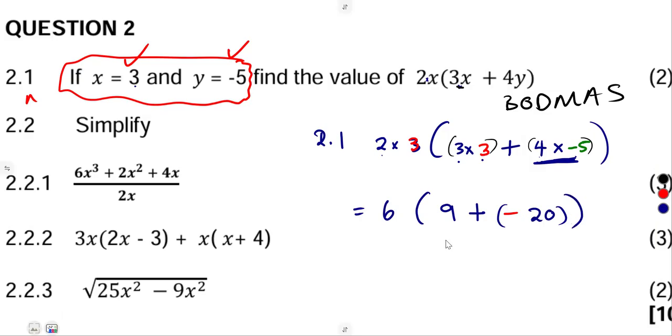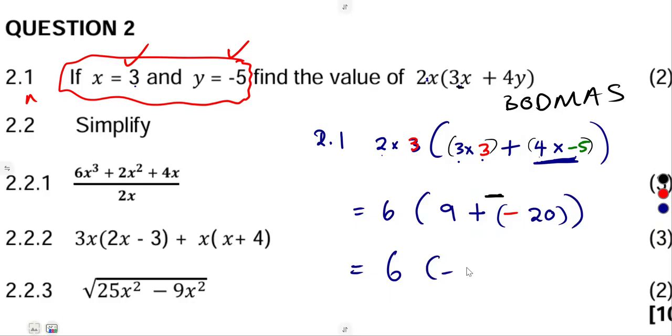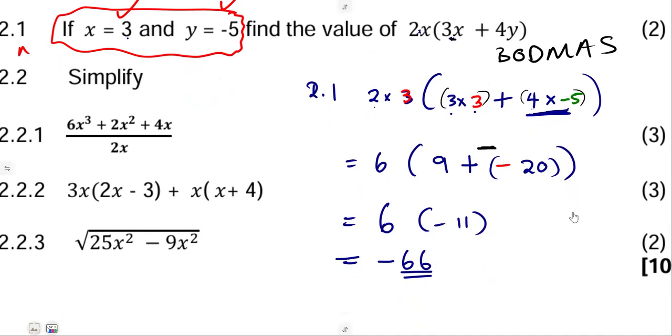Okay, so let us have this one. So that's 6. We simplify this part, plus and a minus, that's going to be a negative. So we're going to subtract 9 minus 20, which is what? -11. Okay, you simplify this part. Then multiply 6 by -11, which is what? -66.